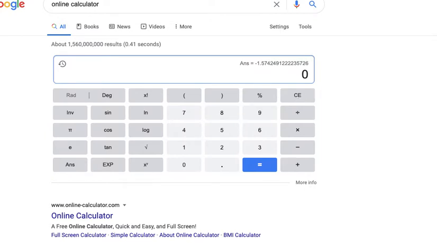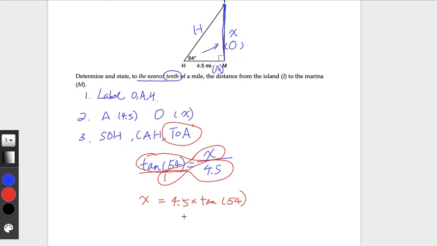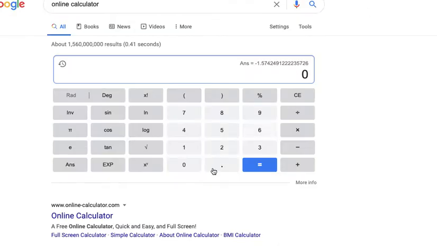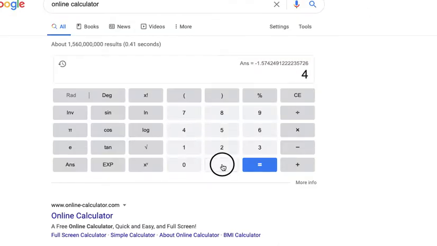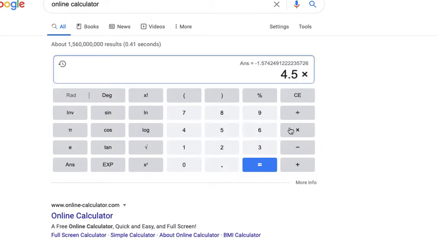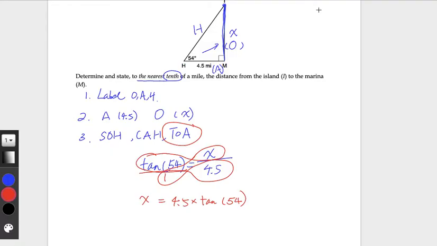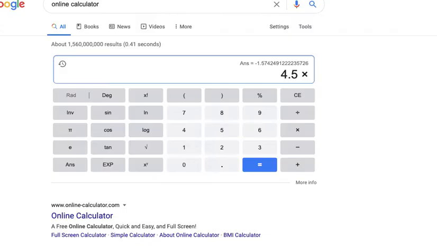And then we are going to work on 4.5 times tangent 54. So make sure the tangent, which is TAN, so we have 3 ratios here, tangent 54. We can close parentheses, but it really doesn't matter. And then click enter. So this is our answer. It is 6.19.